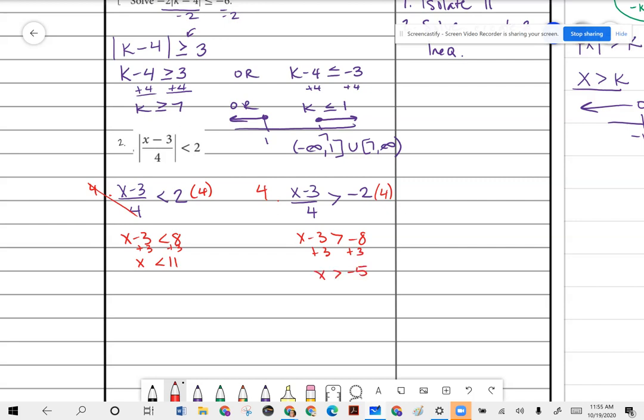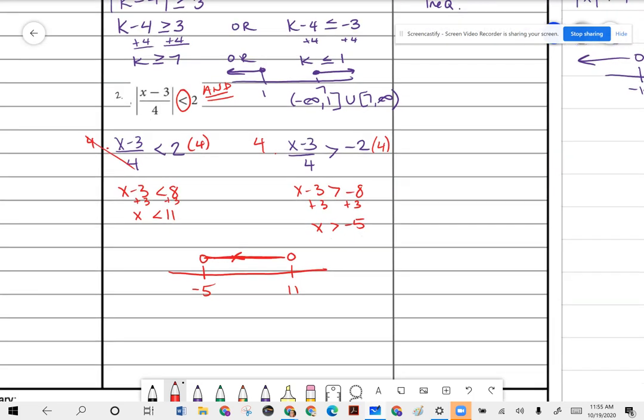Okay? Now, if I take a look at this, this is less than, so it should be an and, which means there should be an overlap. So the smallest number is negative 5, the largest one is 11. X is bigger than negative 5, x is smaller than 11. And sure enough, there's overlap. And when you have the overlap, it's really simple to turn that into interval notation: negative 5 to 11, and then they are both parentheses.